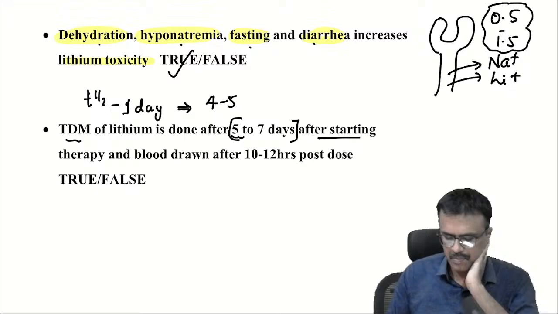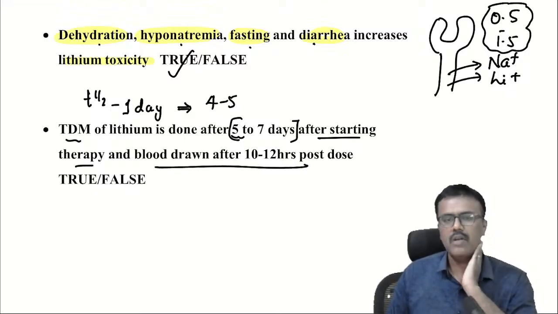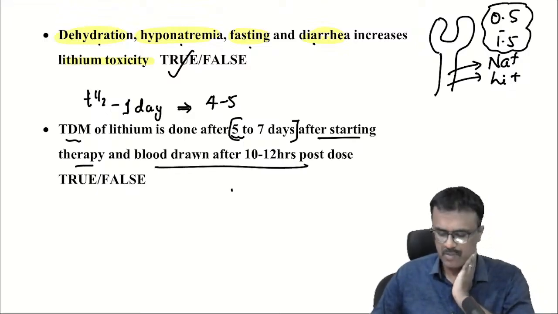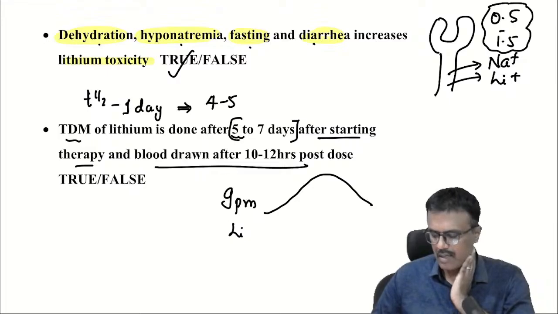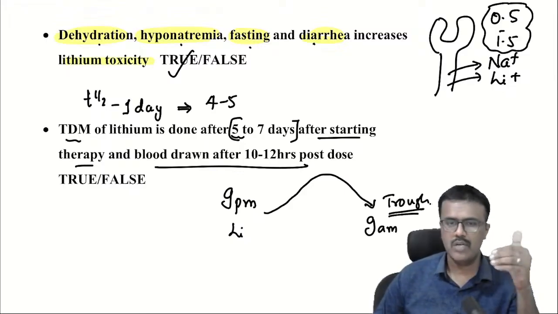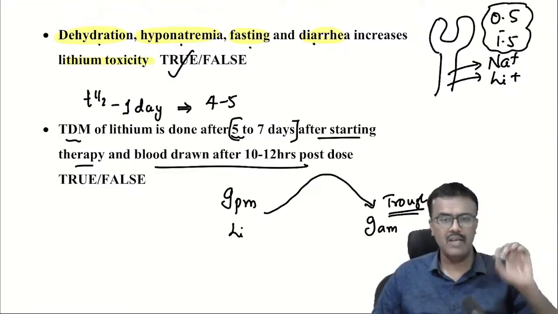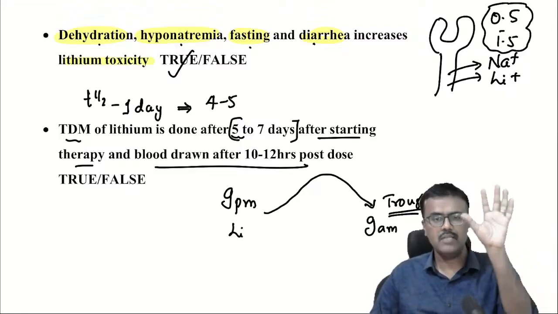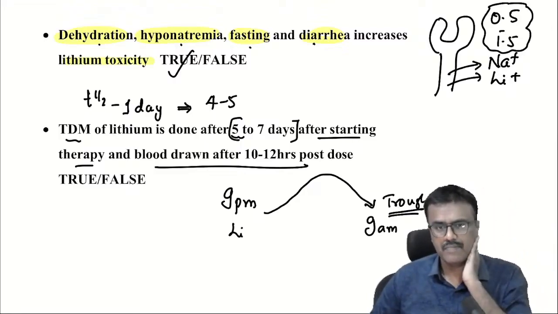After starting therapy, blood is drawn 10 to 12 hours post-dose. Suppose the patient has taken the lithium at 9 p.m., so the levels will go up, and in the early morning the levels will come down. So we take the blood sample when the levels are low, this is called trough levels. So post-dose 10 to 12 hours, when the levels are low, that time I have to take the blood sample and check whether lithium is there or not.